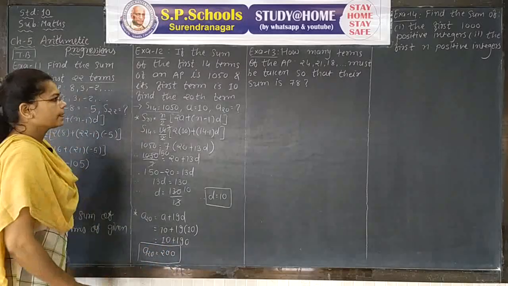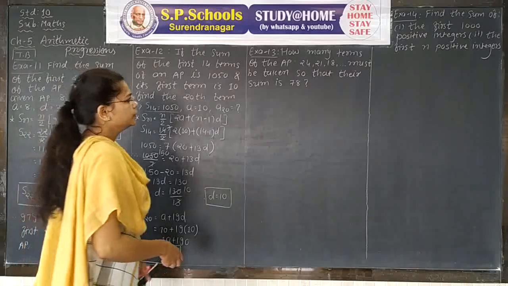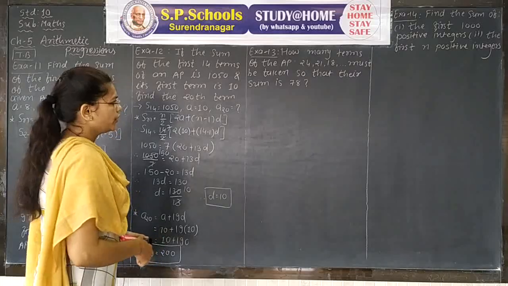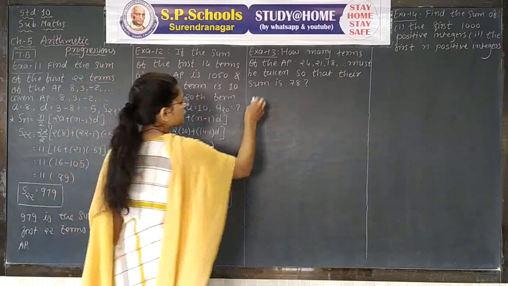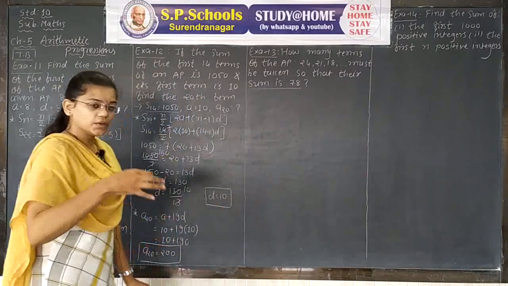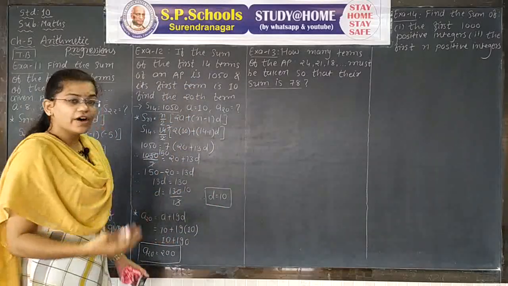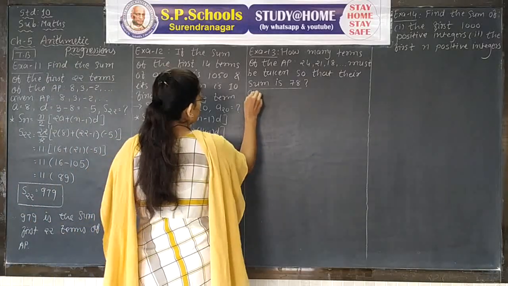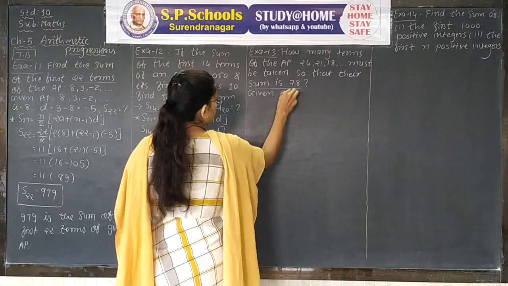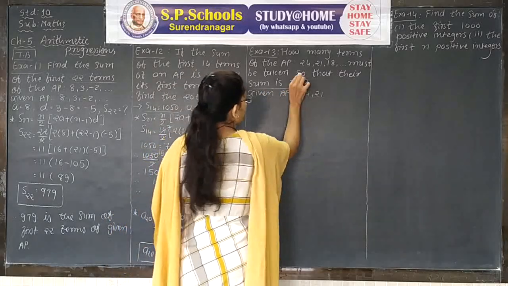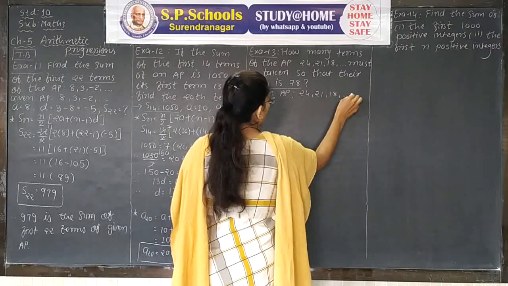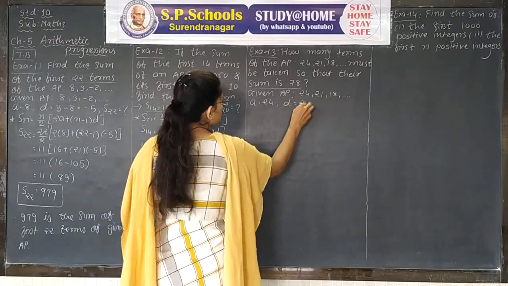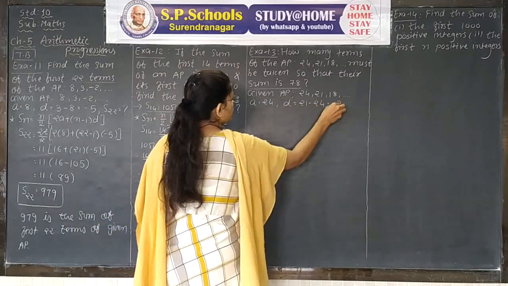Now we go for example number 13. How many terms of the AP 24, 21, 18 up to infinite must be taken so that their sum is 78? Now here the sum is given, but we don't know it is the sum of how many terms. That's why we take it as the sum of first n terms. First of all, write the given AP: 24, 21, 18 up to infinite. Here the first term A is equal to 24, common difference D, 21 minus 24, is equal to minus 3.